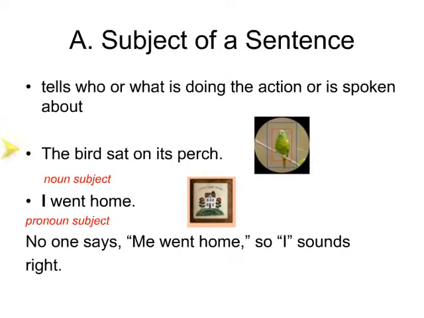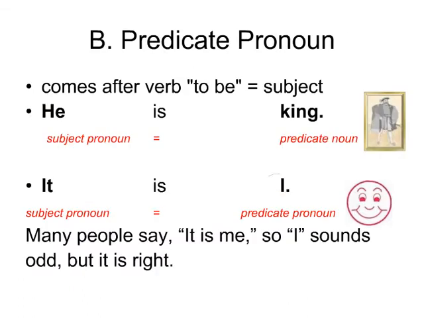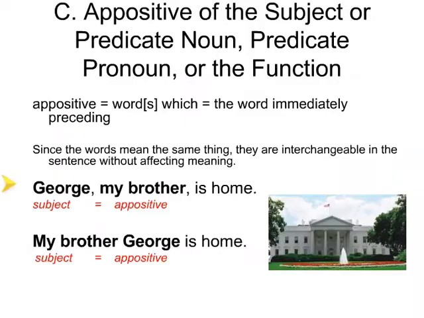This is the most common and easiest. Think of a predicate noun or pronoun as a mathematical equation which means the same thing as the subject. The key to identifying an appositive is seeing whether or not it means the same as the word or words immediately before it.